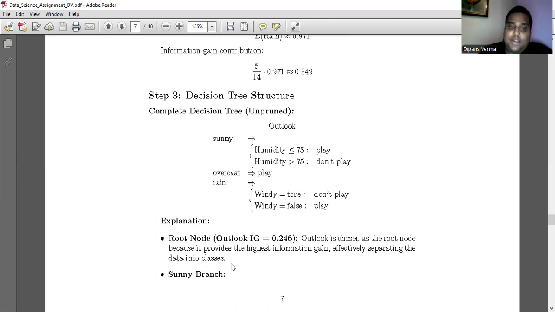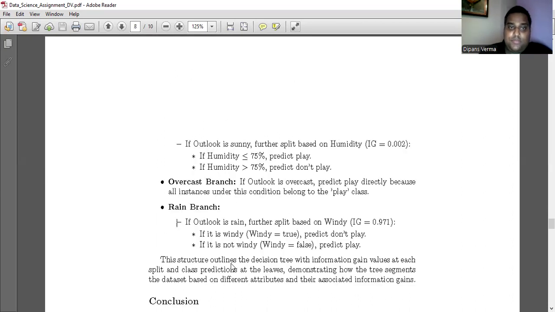Effectively separating the data into the classes. Again, the sunny branch I have to consider. So if outlook is sunny, further split based on humidity, that means information gain is 0.02. That means we can clearly say if humidity is less than or equal to 75%, predict play. And if humidity is greater than 75%, predict don't play.